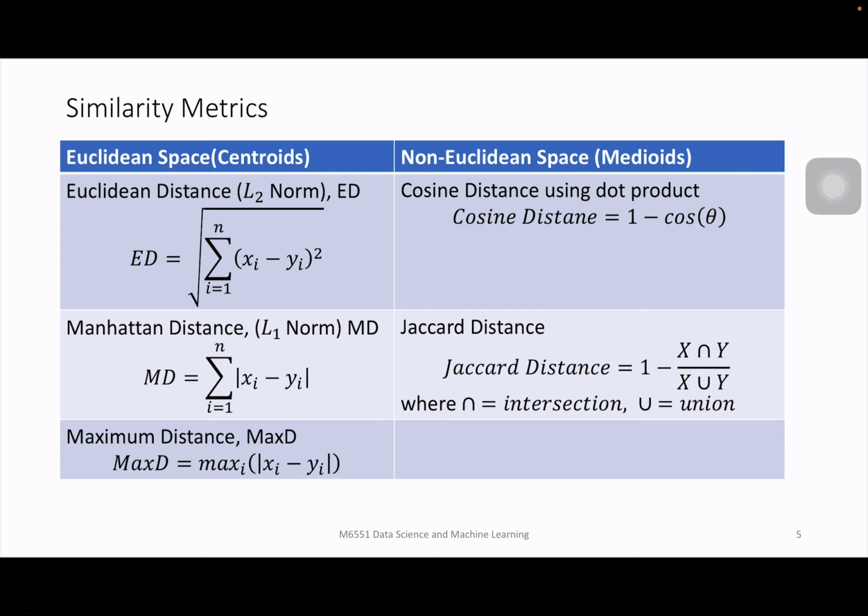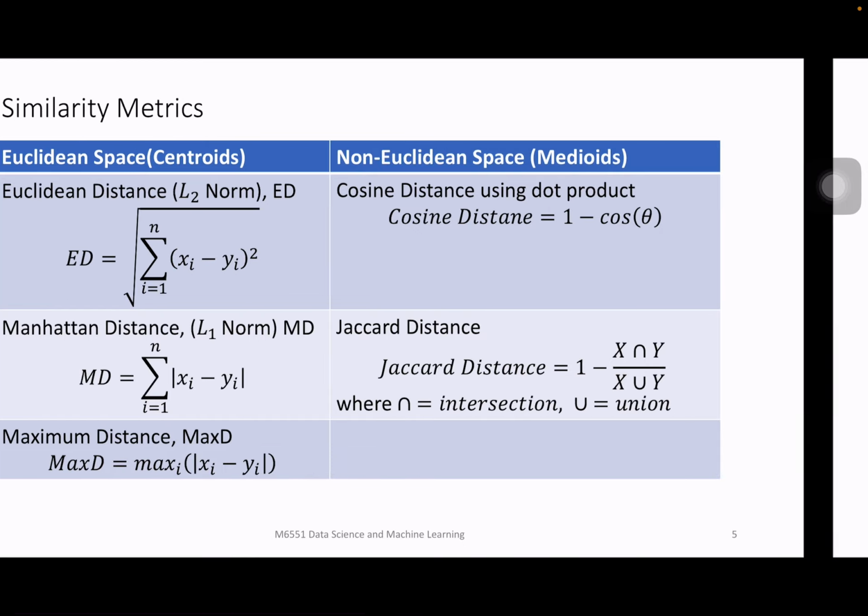Non-Euclidean space uses a medoid, cosine distance using the dot product. So cosine distance equals 1 minus cosine theta. Jaccard distance equals 1 minus the size of X intersect Y divided by the size of X union Y. So that is the Jaccard distance. So the similarity metrics are Euclidean space and non-Euclidean space. Euclidean space includes Euclidean distance, Manhattan distance, and maximum distance. Non-Euclidean space includes cosine distance and Jaccard distance.